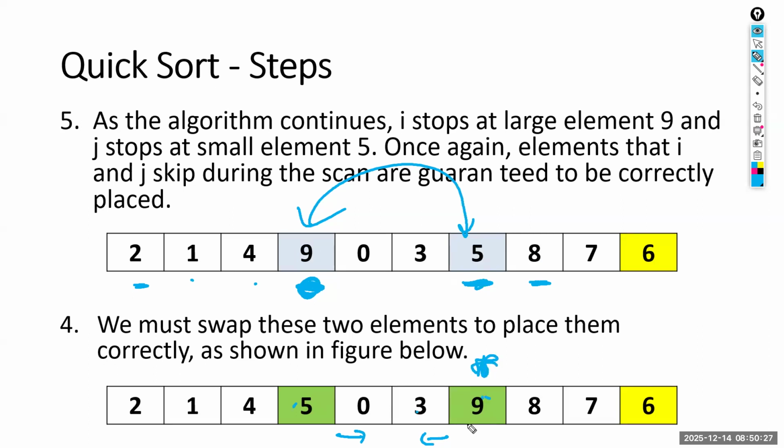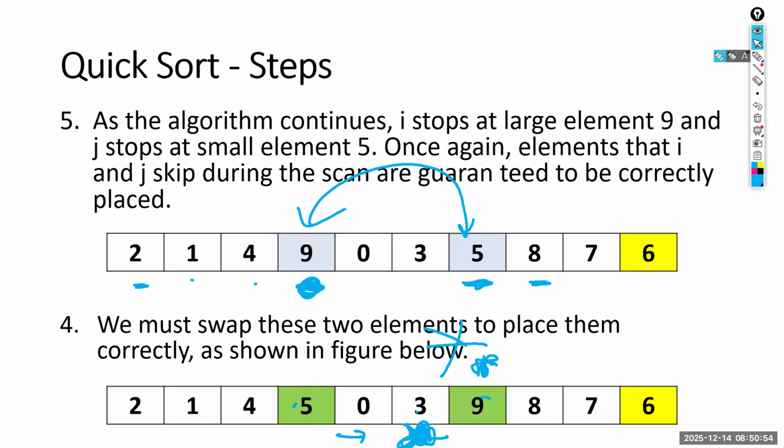Now you need to go to the other side also, looking for something smaller than 6. 3 is smaller than 6. But by the time you have crossed, then the pointers have crossed. If they cross, you don't need to consider that. Okay? Because that is fine.